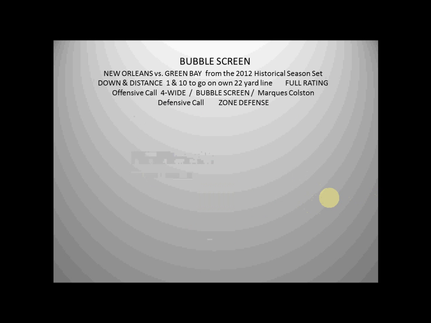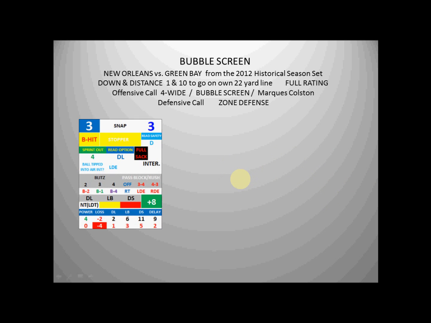Let's look at another one. Let's say we're going to call a bubble screen, and it's New Orleans again versus Green Bay, down in distance, 1st and 10 to go on our own 22-yard line. That's a full rating. Let's say the offensive call is a 4 wide and then a bubble screen. Again, you have to be in a 3 wide, 4 wide, or 5 wide package to be able to call a bubble screen, because 2 receivers are going to work together. So 4 wide, bubble screen, Marcus Colston. And let's say this time Green Bay is in a zone defense.